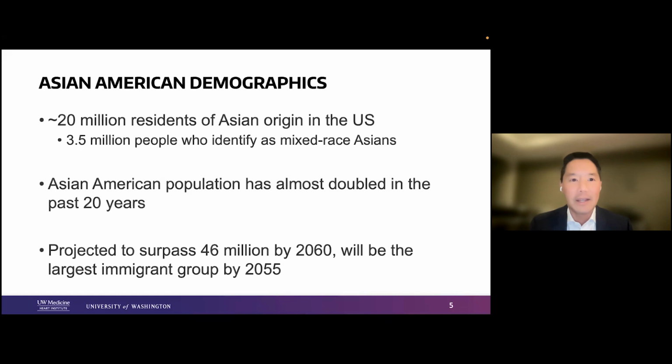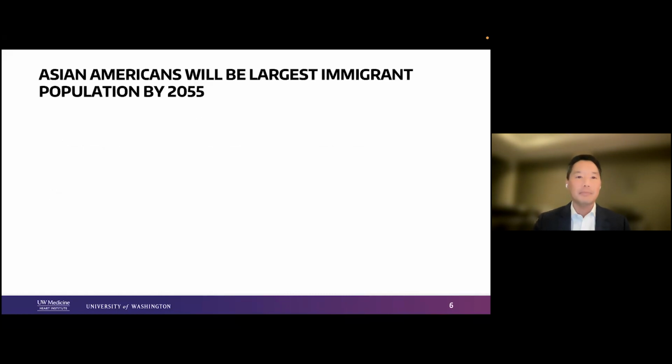What about in the United States? We know that currently about 20 million residents of the United States are of Asian origin. And in fact, 3.5 additional million people identify as mixed-race Asians. Furthermore, the Asian American population almost doubled in the past 20 years, and it is projected by 2060 for there to be more than 46 million Asian Americans, and we will be the largest immigrant group by 2055.